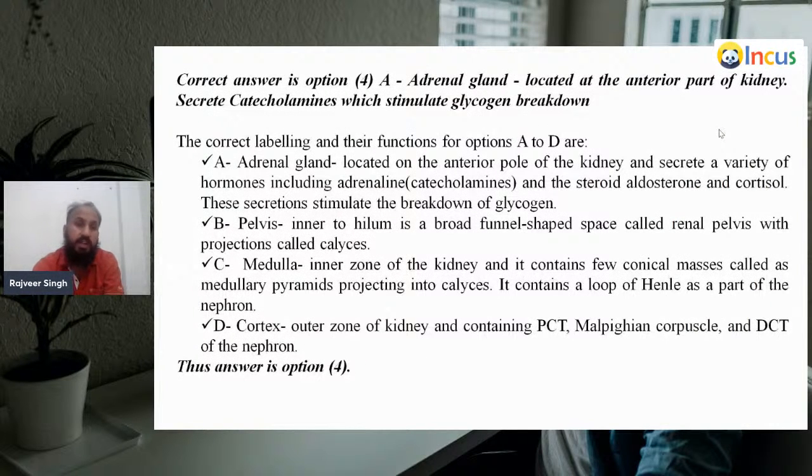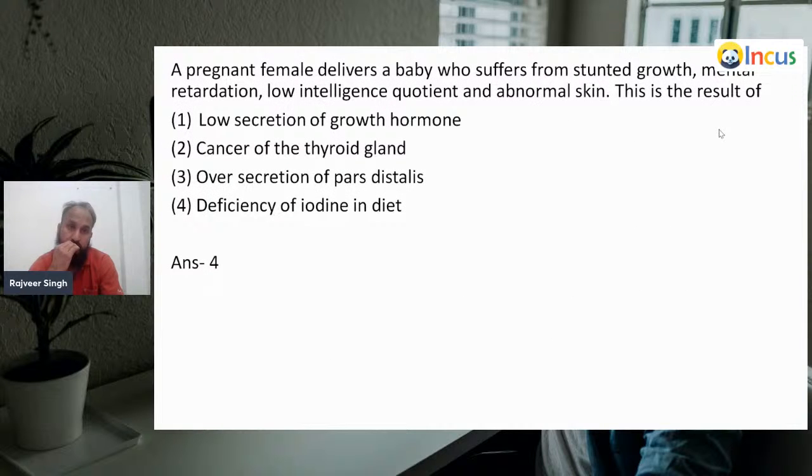Here you can see A is the adrenal gland, B is the pelvis, and inner to the hilum is a broad funnel shaped space called the renal pelvis with projections called calyx. C is the medulla, the inner zone of the kidney, and it contains a few conical masses called the medullary pyramids projecting into the calyx. It contains the loop of Henle as a part of the nephron. D is the cortex, the outer zone of the kidney, and contains the PCT, Malpighian corpuscles and DCT of the nephron. So our answer will be 4.